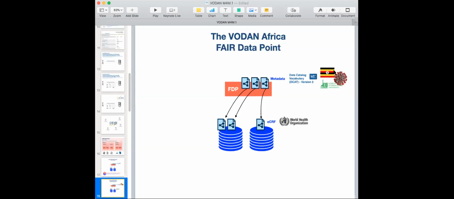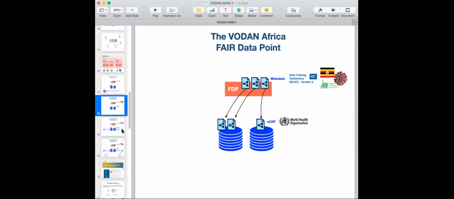And I'm showing logos here from, for example, Uganda, about technical things about the COVID virus, about Kampala International University that may be running one of these FAIR data points. These are all stakeholders or knowledge domains that will have some role to play in crafting the metadata for this FAIR data point.